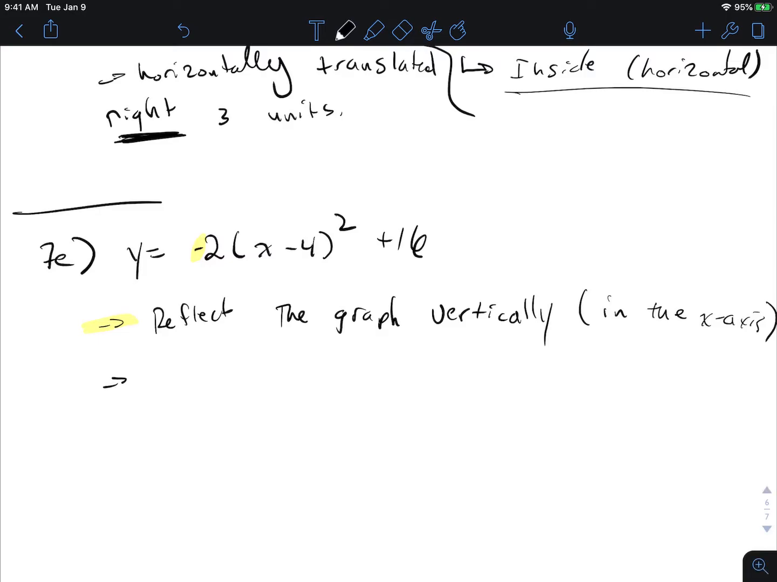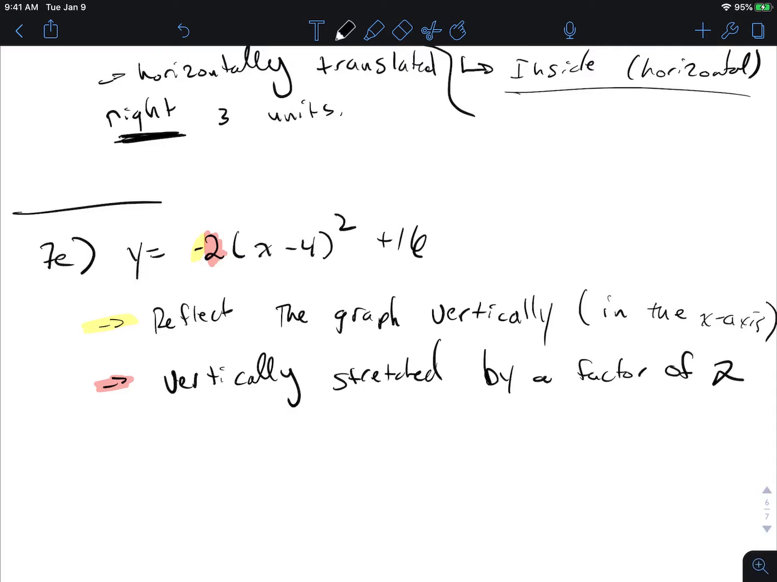Okay, the next thing is the 2. What does the 2 control? Well, the terminology around the 2 is that we're going to take all the y values and they're going to be multiplied by 2. So we saw what happened when we plugged in x values and got outputs. The graph got taller and skinnier. That physically meant that I grabbed the top of the graph and pulled by a factor of 2. So I vertically stretched it. That's the terminology, right? So I'm going to say vertically stretched by a factor of 2.